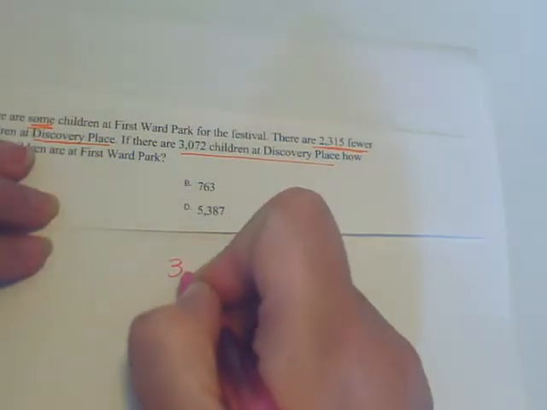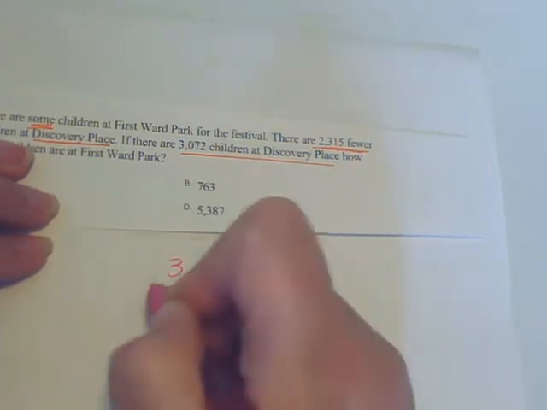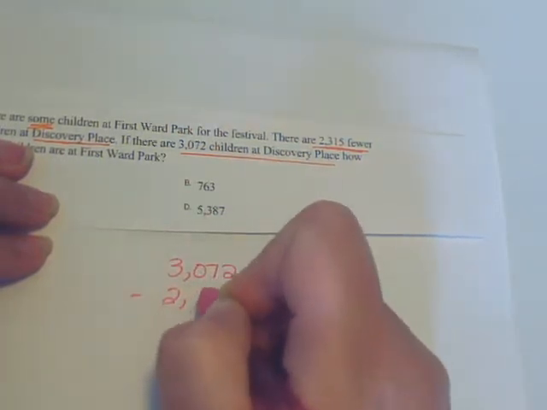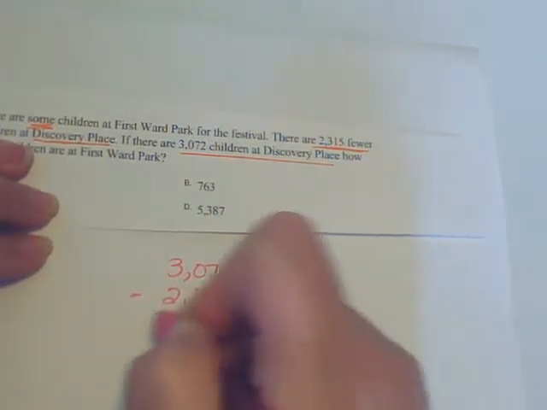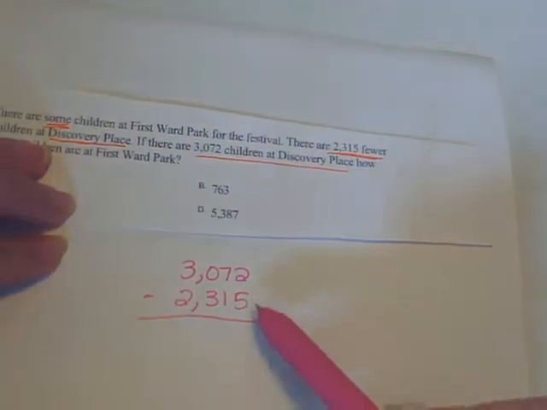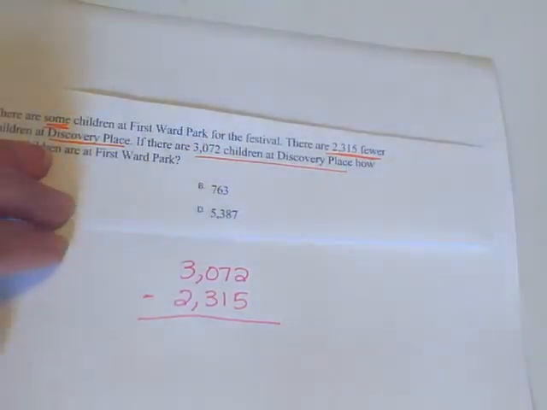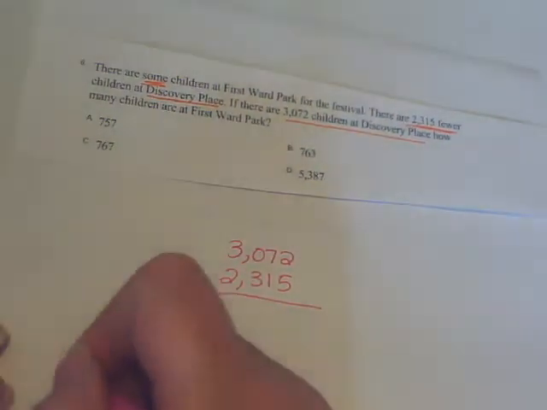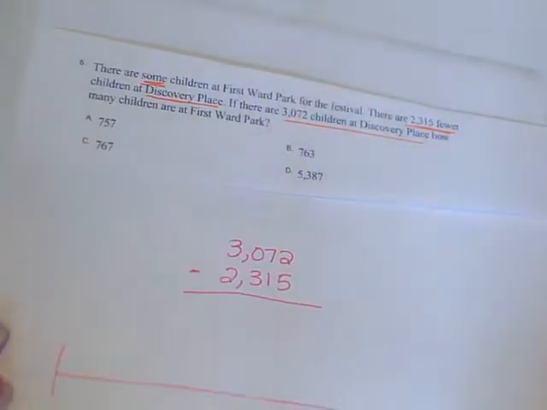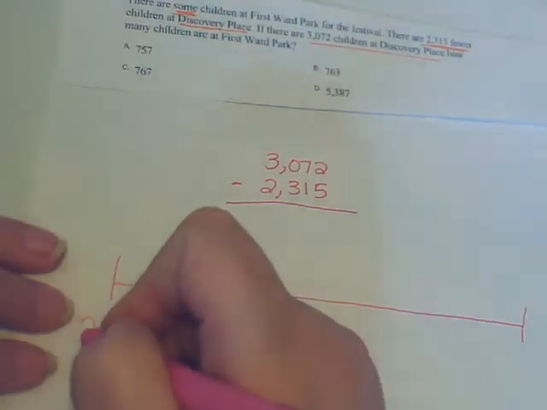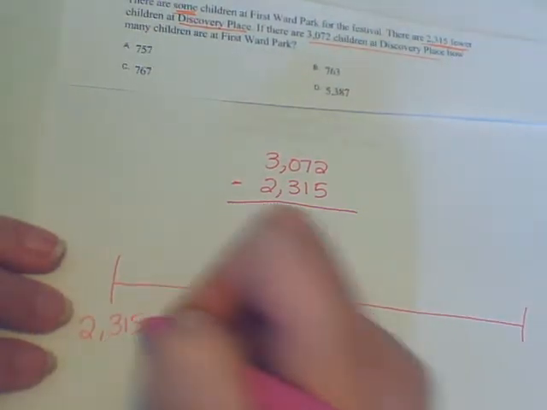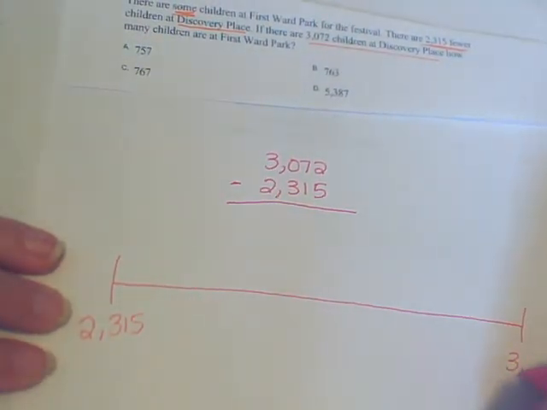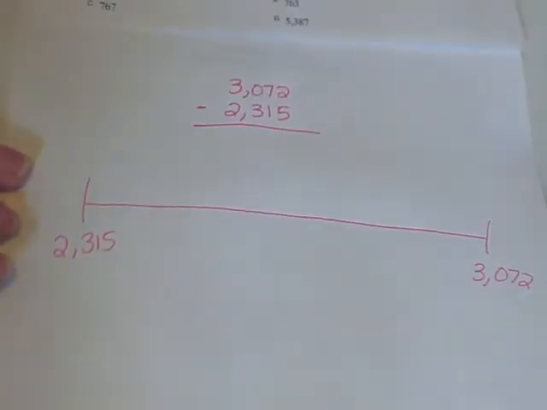So I'm going to do 3,072 minus 2,315. And remember, I lined my place values up. Just as I've talked about before, if you don't like that strategy, you can always do get to, right? Start at 2,315 and see how long it takes to get to 3,072. Let's actually do that one.